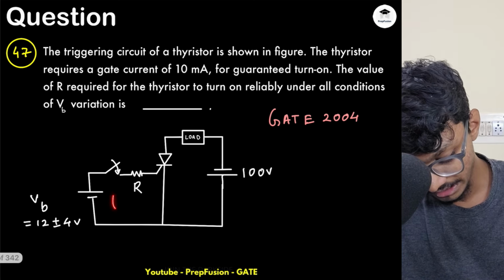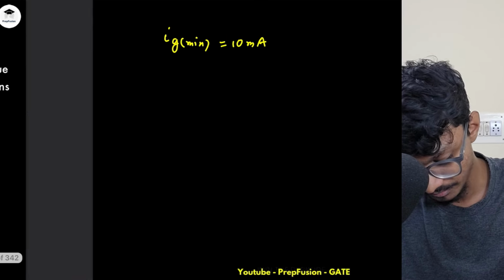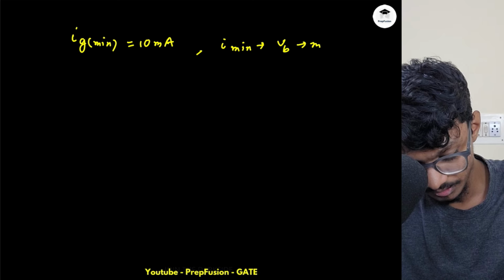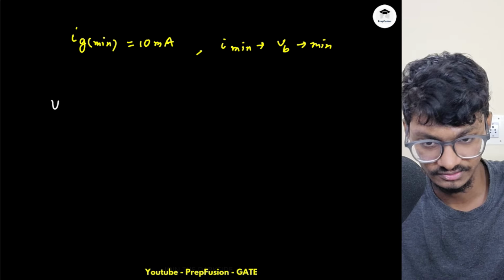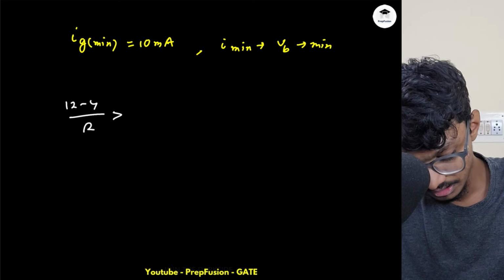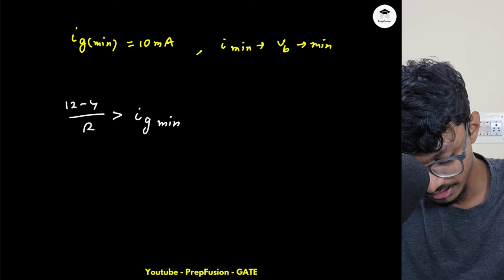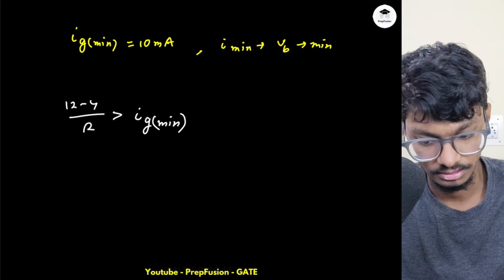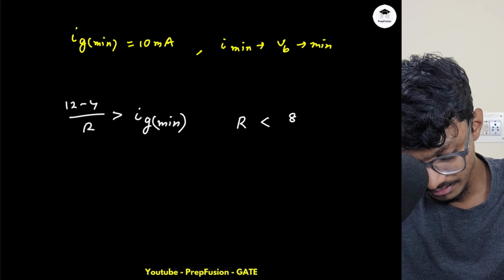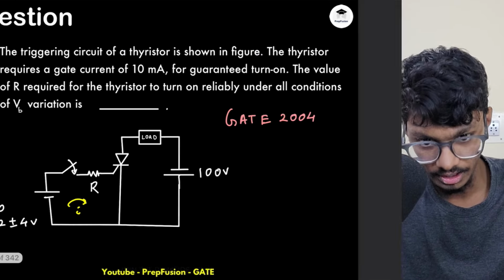So what can be this minimum current I? Minimum current I will happen when this VB is minimum. VB is fluctuating 12 plus minus 4, so it will be 12 minus 4. Basically 12 minus 4 divided by R must be greater than IG minimum, because at least that much amount of current needs to flow always for the triggering circuit to trigger the SCR. So R must be less than 8 by 10 milliamperes, that is R must be less than 0.8 kilo ohms.